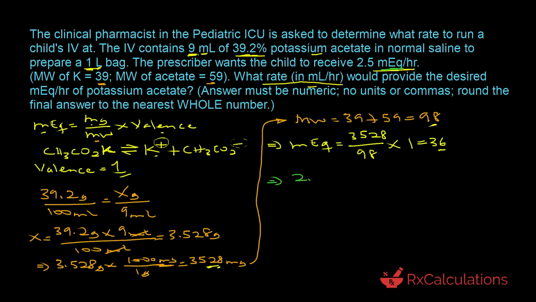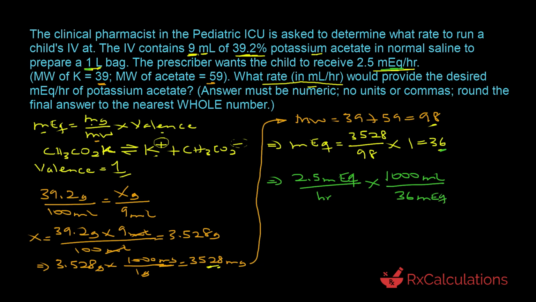So we can now proceed to the next step, which will involve using dimension analysis, and we are going to take the 2.5 milliequivalents per hour, and we're going to multiply this by the volume that we have in milliliters. So we have 1 liter, but 1 liter is 1,000 milliliters. So I'm going to put 1,000 milliliters here. And this 1,000 milliliters contains 36 milliequivalents of potassium acetate.